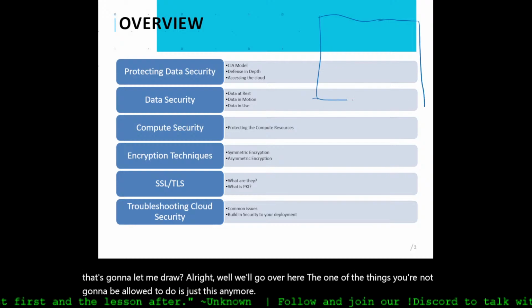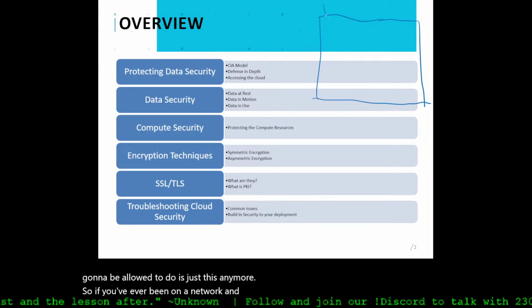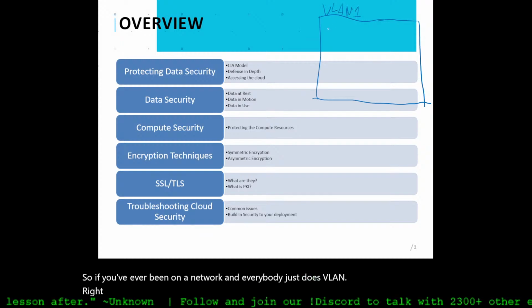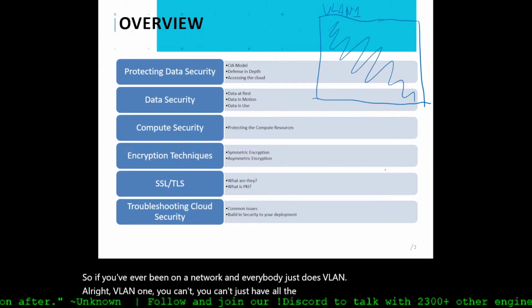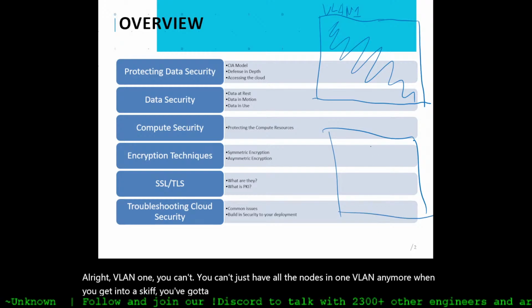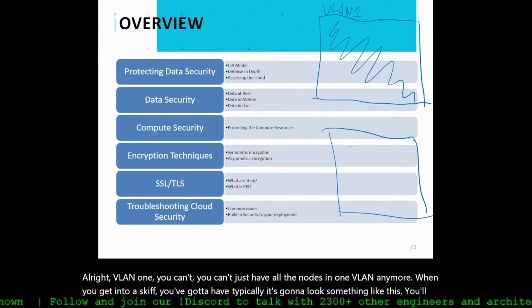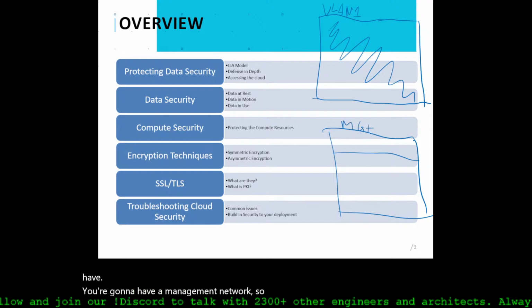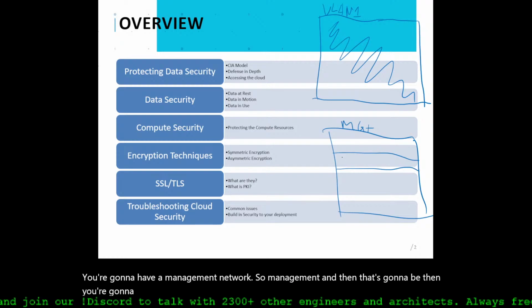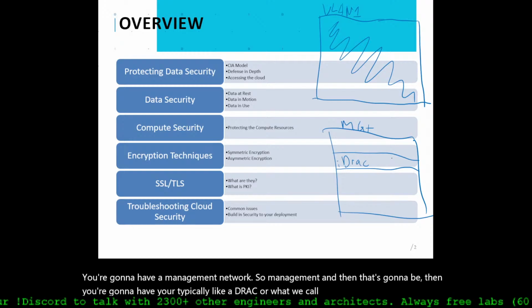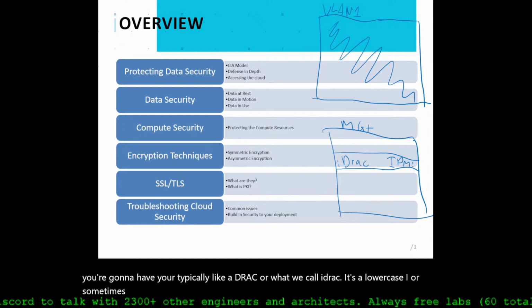So if you've ever been on a network and everybody just does VLAN 1, you can't just have all the nodes in one VLAN anymore. When you get into a SCIF, typically it's going to look something like this. You're going to have a management network, and then typically like a DRAC, or what we call iDRAC, with a lowercase i, or sometimes IPMI, or sometimes what's called BMC.